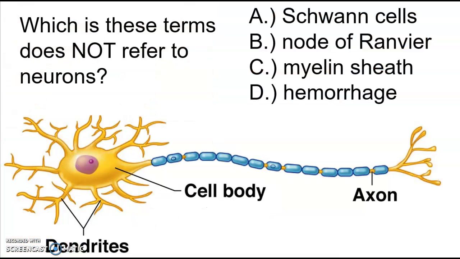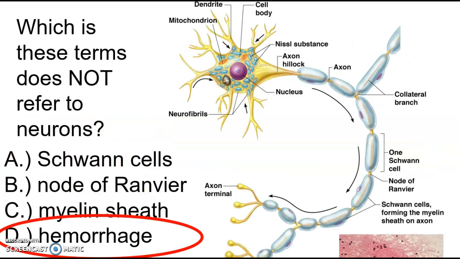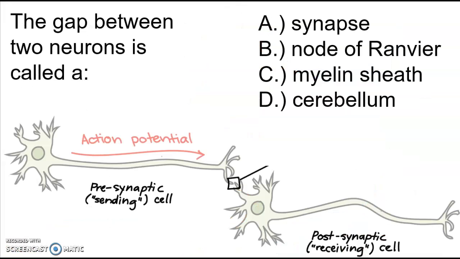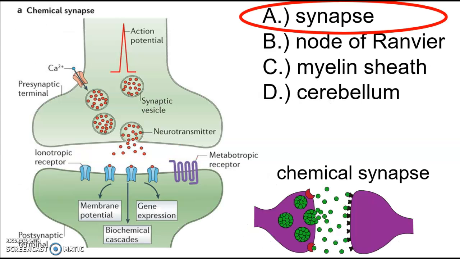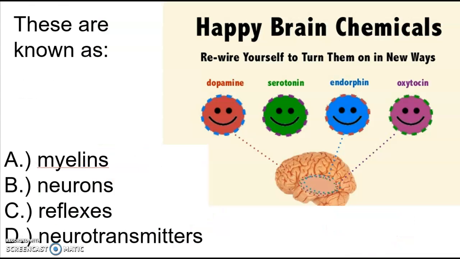Which of these terms does not refer to neurons? They all refer to neurons except one, which is D, hemorrhage. Hemorrhage is severe bleeding. A, B, and C are all parts of a neuron. The gap between two neurons is called synapse. Dopamine, serotonin, endorphins, oxytocin are also known as neurotransmitters.